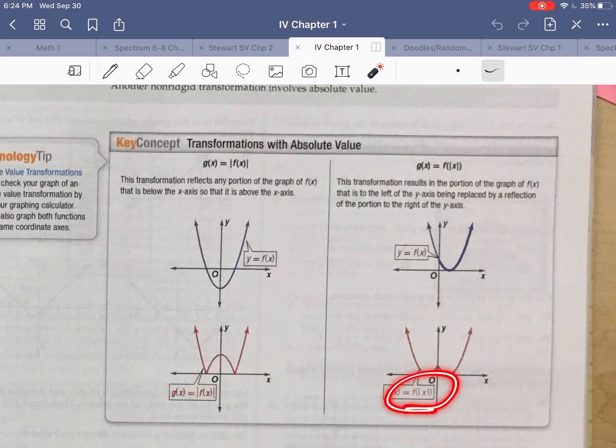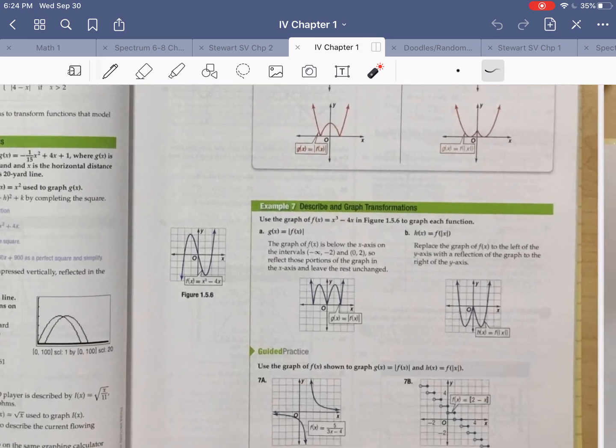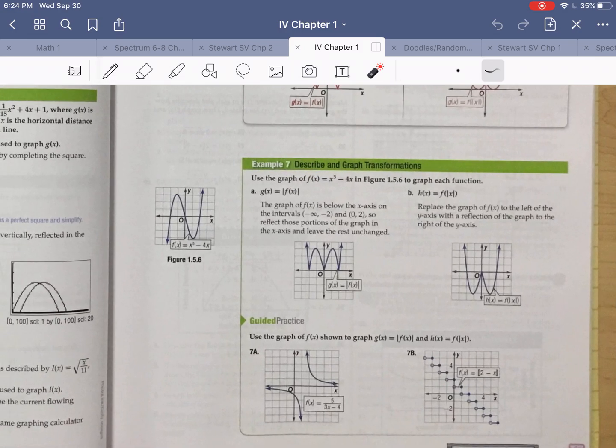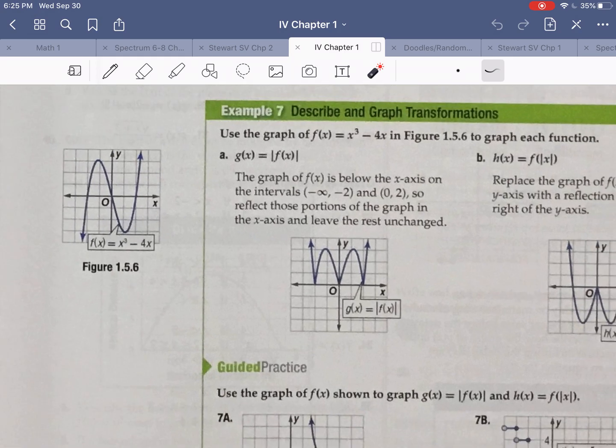Over here, when you put the absolute value inside the parentheses, what it does is it cuts it off at the x-axis and takes whatever's on the right side and reflects it over onto the left. So that's why you have this weird looking bounce there as well. This one has both, it looks like. Yeah. Weird.